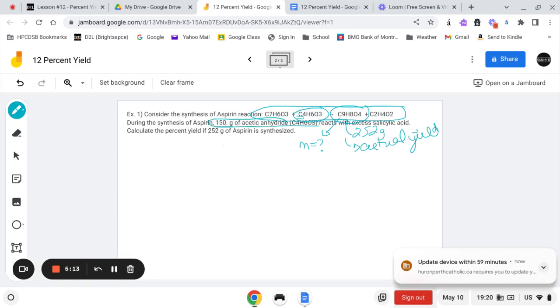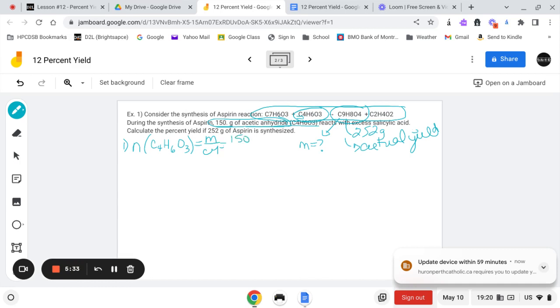And so we start with our 3 steps. We know that we're starting with 150 grams of acetic anhydride. So we're going to set this up. And as usual, we need to solve for moles. I'm telling you folks, when in doubt, solve for moles. Okay, so C4H6O3, we're going to take mass over molar mass.